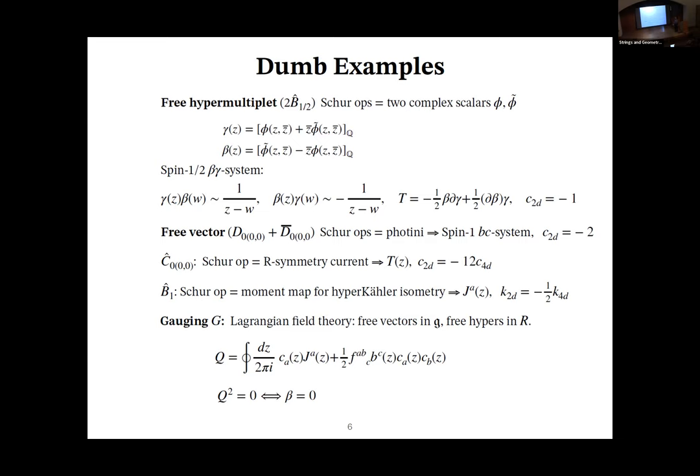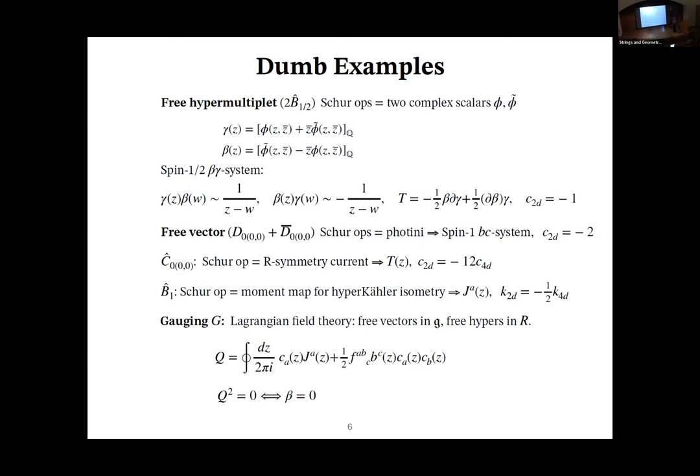Okay. B-hat 1, remember, those were the moment maps for the hyperkähler isometries of the Higgs branch. Those become currents in the 2D vertex operator algebra. And the current algebra levels of the 4D current algebra and the 2D current algebra are related this way.